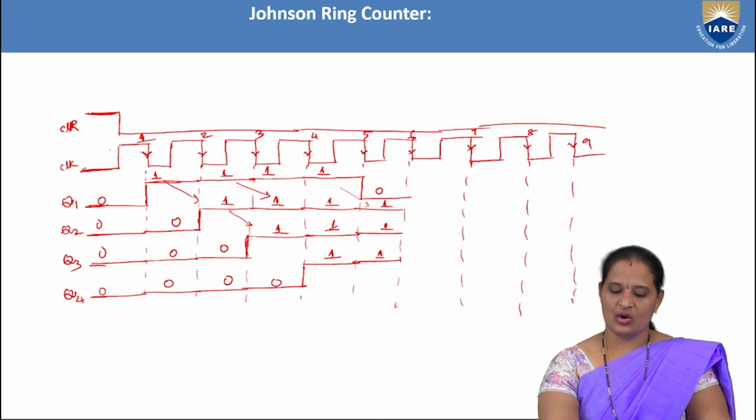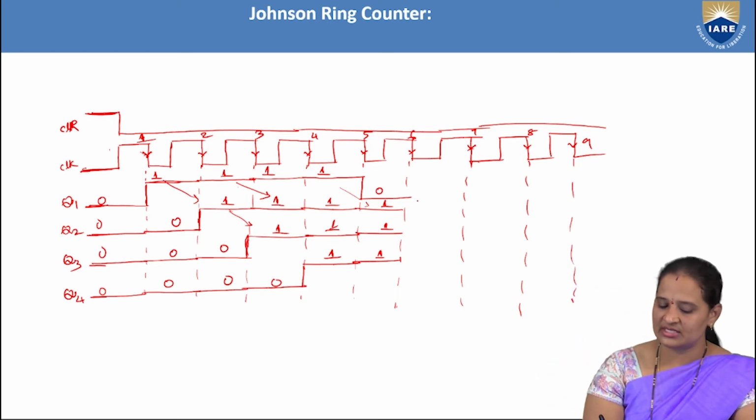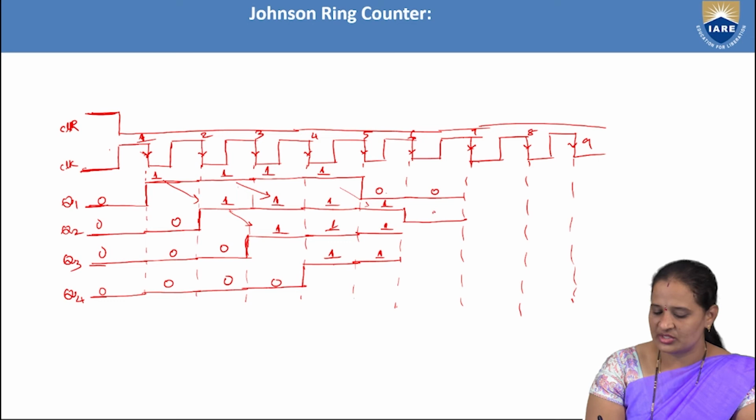Negative edge of the clock here. So now what happens? This is 0. Now again this is 1 and it is complemented and pushed here. So now it remains 0. Whereas this is 0, right? Now it will be changed to 0.